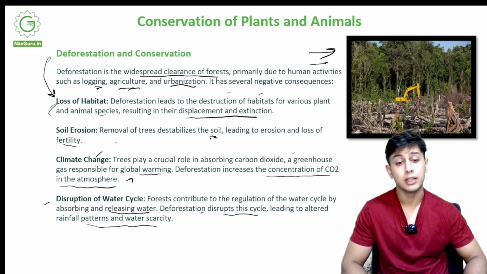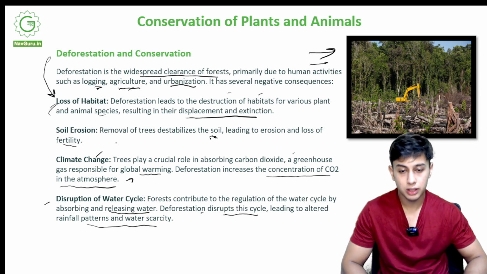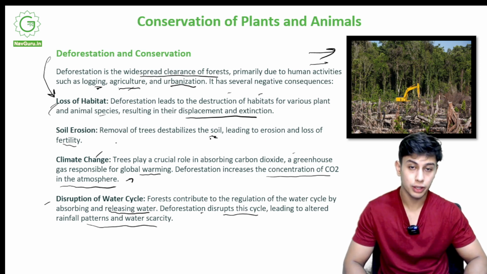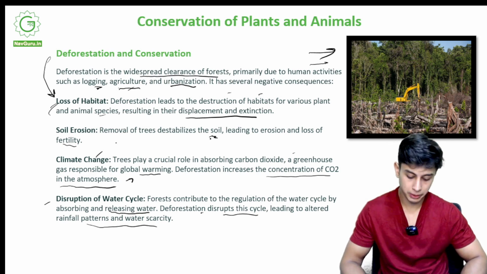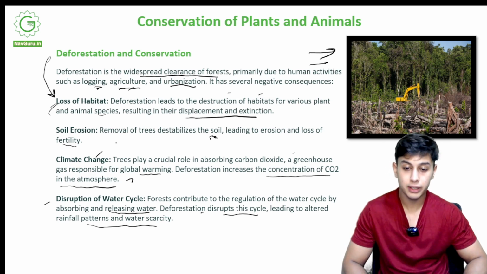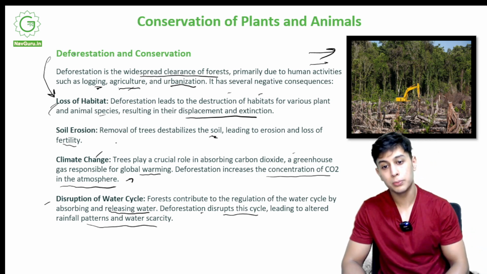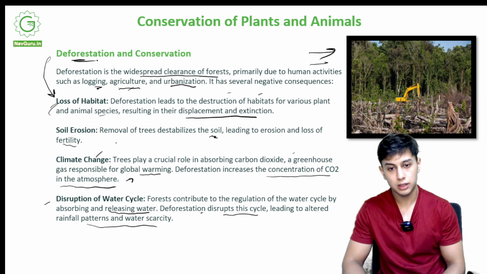And water scarcity. If I do not have a water cycle, that place will result dry. It will be drought, and people will not be able to grow food. They will not be able to have water for basic purposes, and thus it disrupted the water cycle. So thus we need more forests.